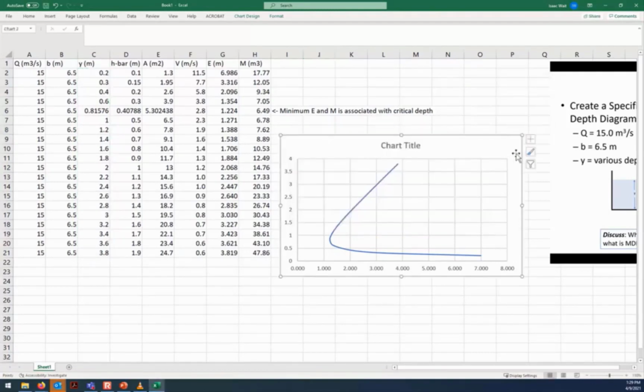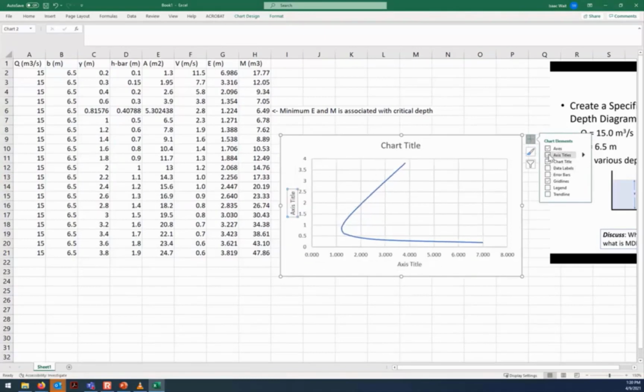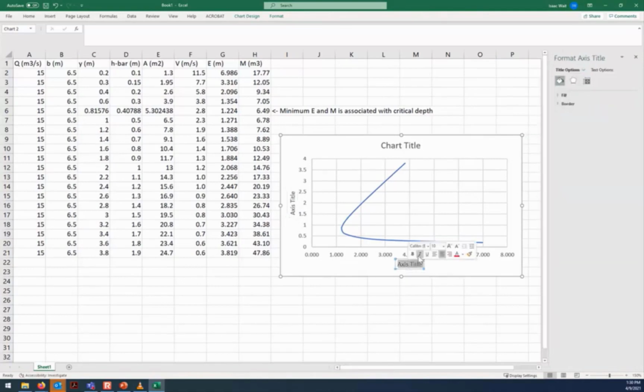Now let me add a little bit of flourishes here. Let's turn on a chart title. Let's also turn on axis titles so that we can call the horizontal axis title energy, which has units of meters, and the vertical axis title is simply going to be the depth. And then the title of this is a specific energy diagram.